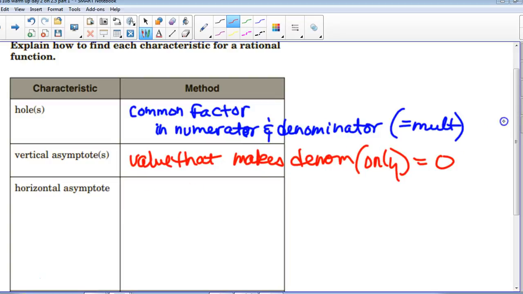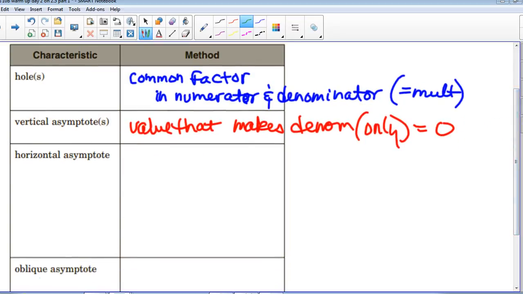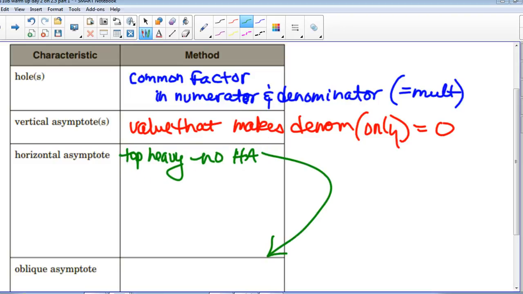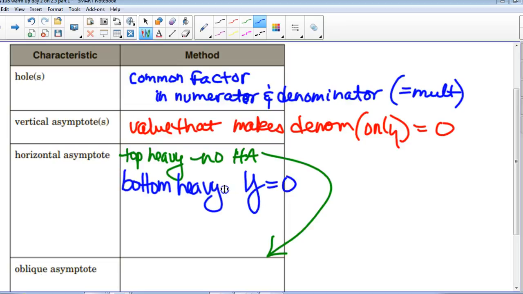Horizontal asymptote. There's 3 different cases. What are they? Top heavy. What happens when it's top heavy? There is no vertical asymptote. Or no horizontal, sorry. We're going to talk more about what there can be in a minute down here. Bottom heavy is what? Yep. Now, what does it mean top heavy, bottom heavy? Okay, it is the degree of the numerator and denominator. Is everybody okay with that? We don't need to write that down.